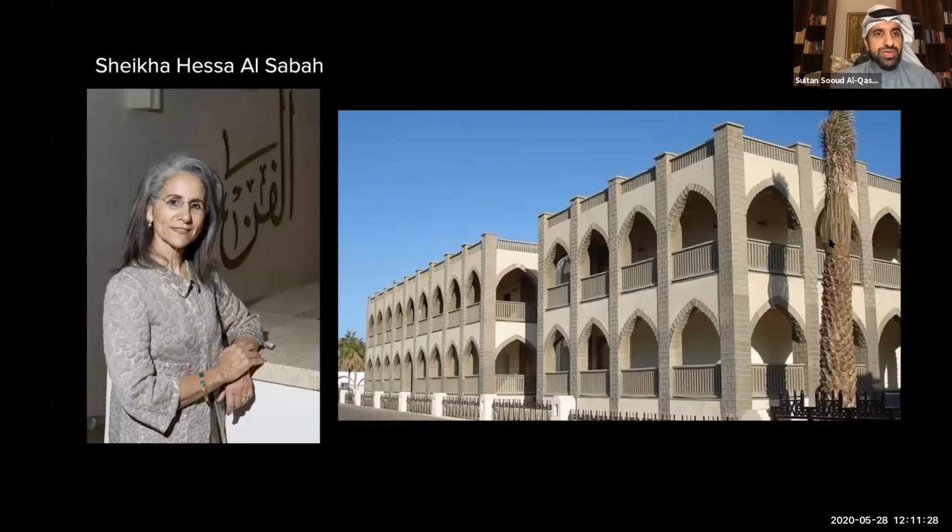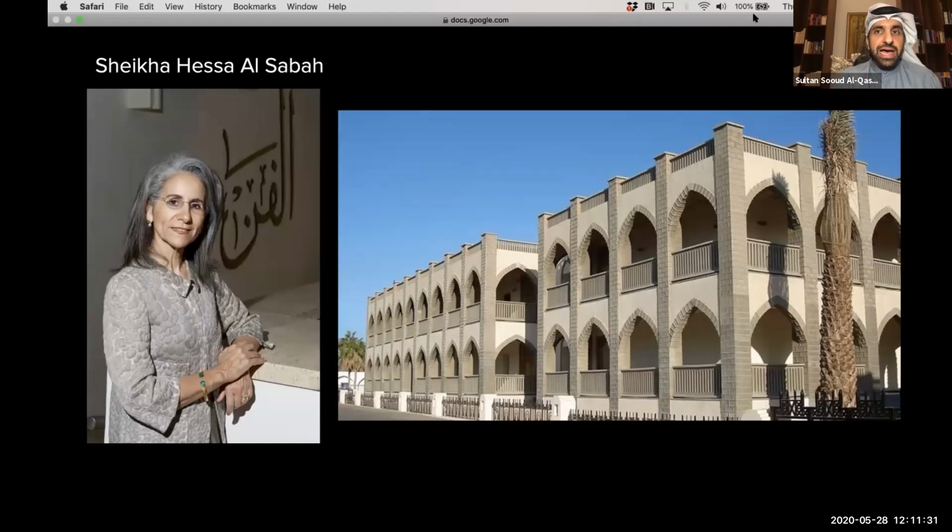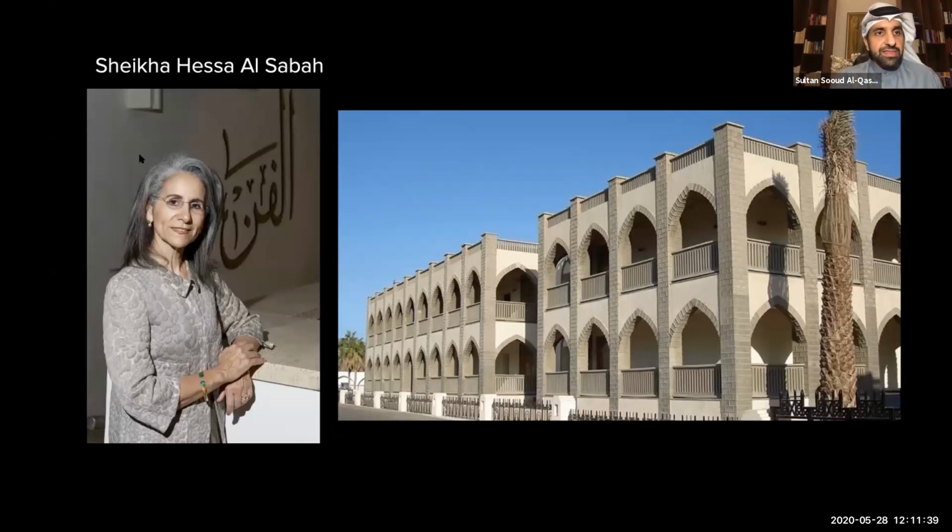Maybe closer to the region, inspiration for me is Sheikha Hassa Al-Sabah, who is from Kuwait, and she founded in the 1970s the Sheikha Hassa and Sheikh Nasser Al-Sabah Islamic art collection. And it is considered to be one of the most respected and important collections of Islamic art in the world. And in fact, the collection is housed in a converted modern structure, an American hospital that was built almost a century ago, about 1920. And now that structure houses the Islamic collection of Sheikha Hassa.